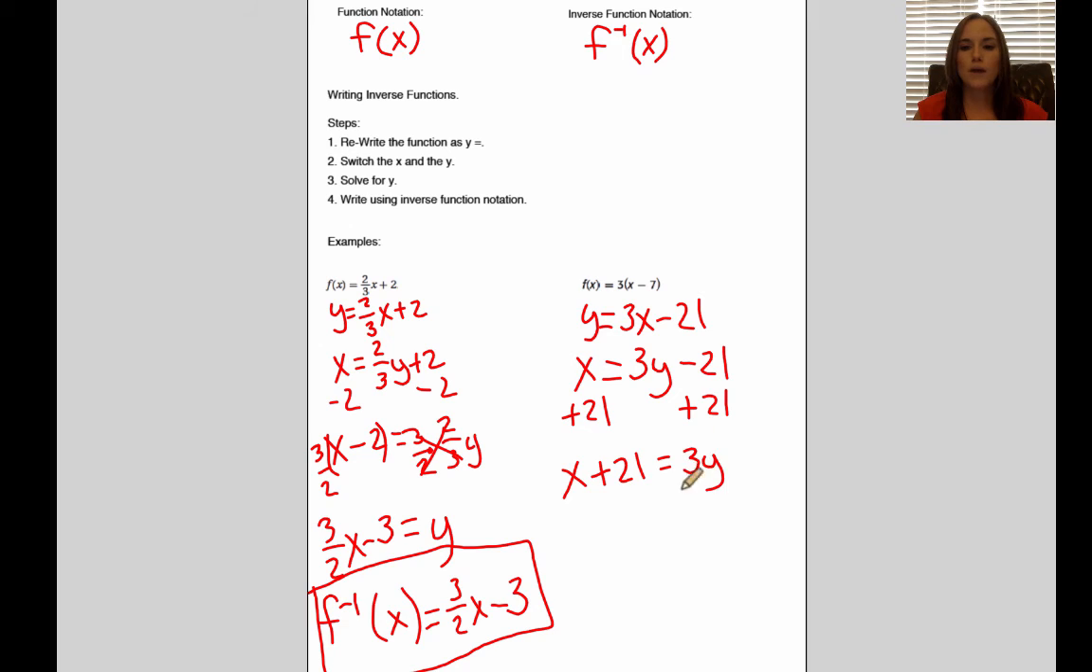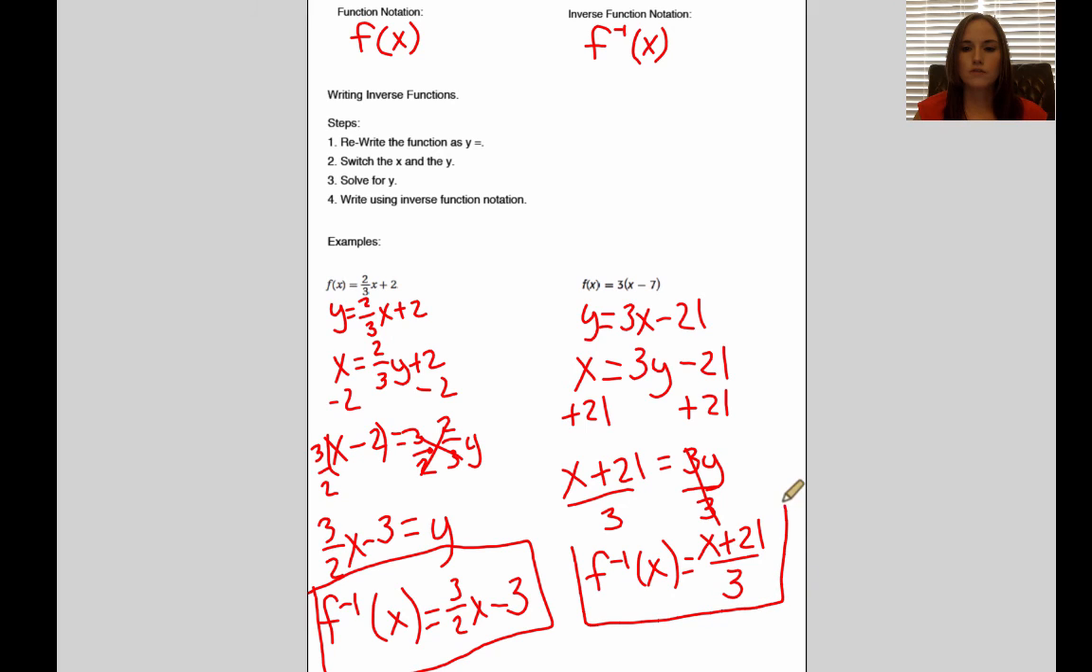We need to get the y by itself, so we're going to divide by 3, and just leave this. So we've got y equals x plus 21 divided by 3. So I'm going to say f inverse of x equals x plus 21 over 3. And there you have it. We have just written this given function in inverse notation.